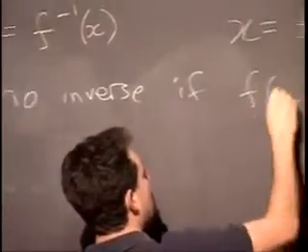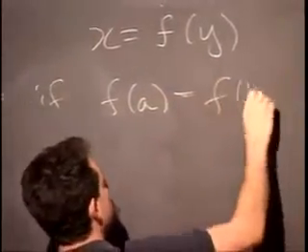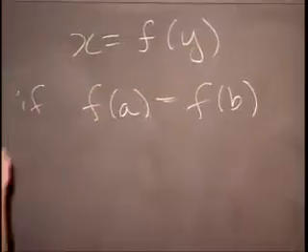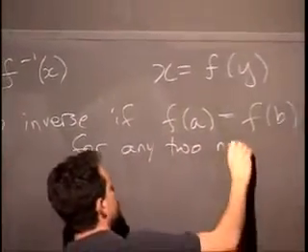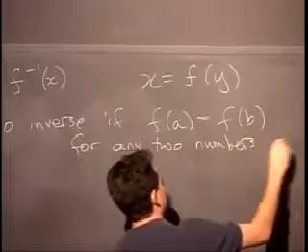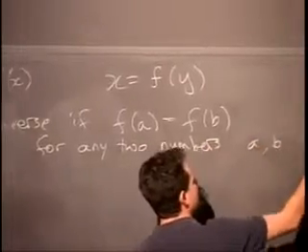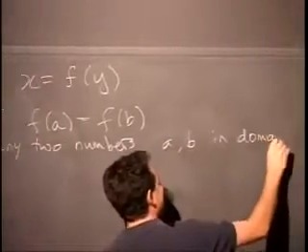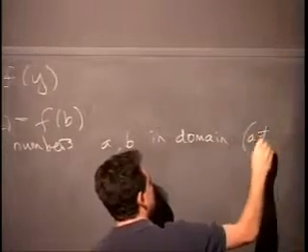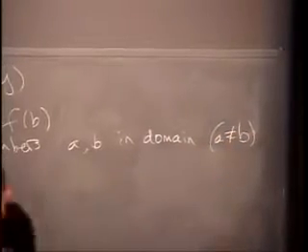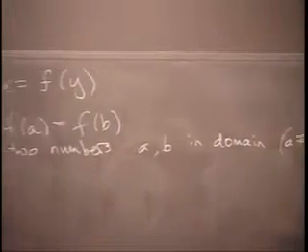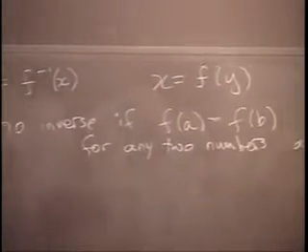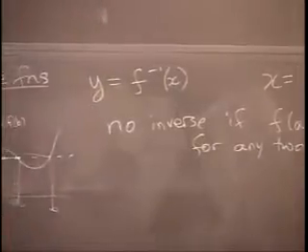if f of a equals f of b for any two numbers a and b in the domain, as long as a not equal to b. No fair making them the same number. Then, of course, f of a equals f of b. But there's no inverse. That's the horizontal line test in math symbols.